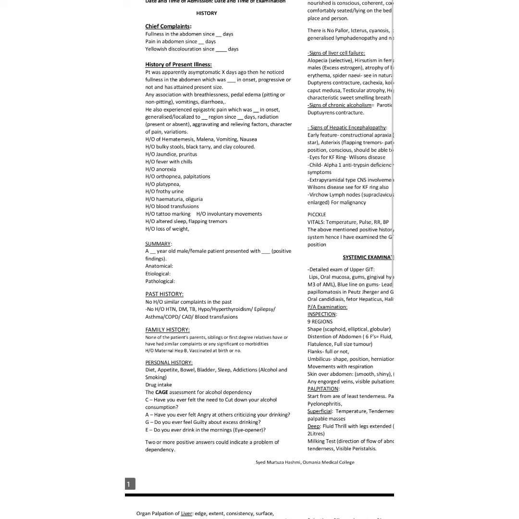And then going to the personal history, you need to ask about diet, appetite, bladder and bowel habits, sleep, and the addictions, which involve alcohol and smoking. Drug intake you need to ask about, and you need to know about the CAGE assessment.